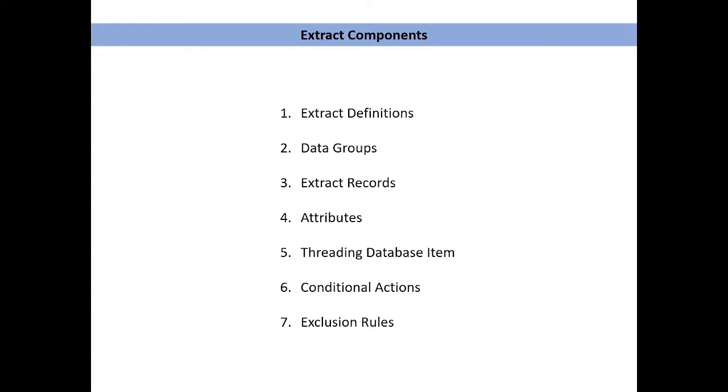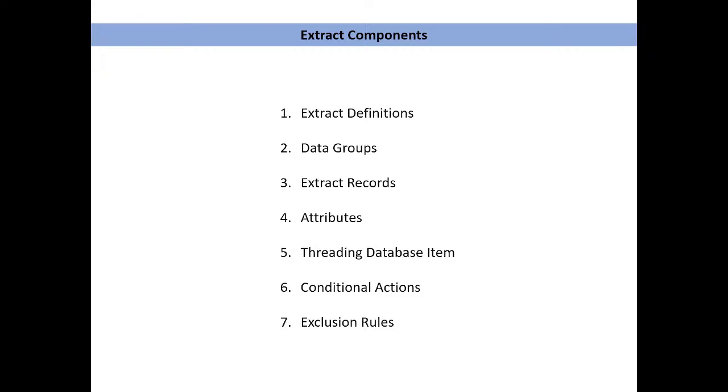Okay, so the next component we have is the attribute component. Attributes are the individual fields inside the extract record. An attribute is the lowest level of an HCM extract and represents a piece of information. For example, a person's first name, person's last name, or person's date of birth.